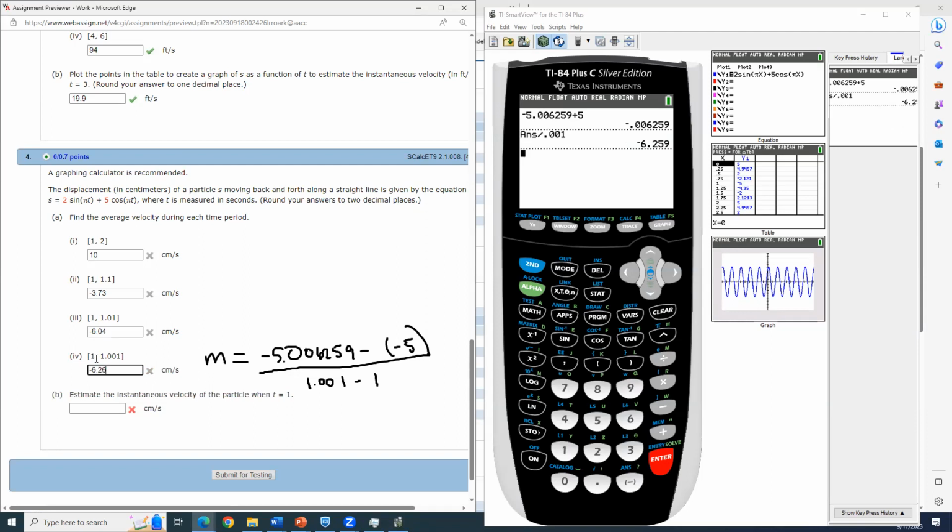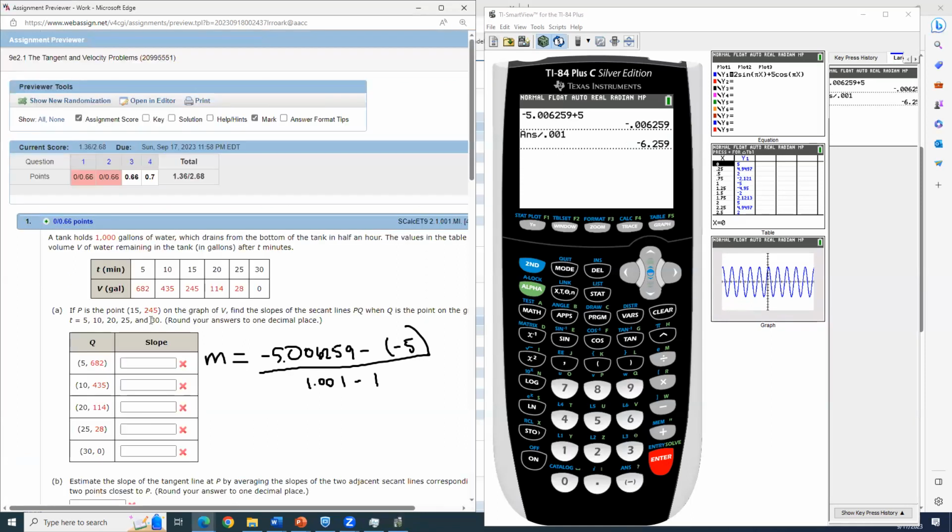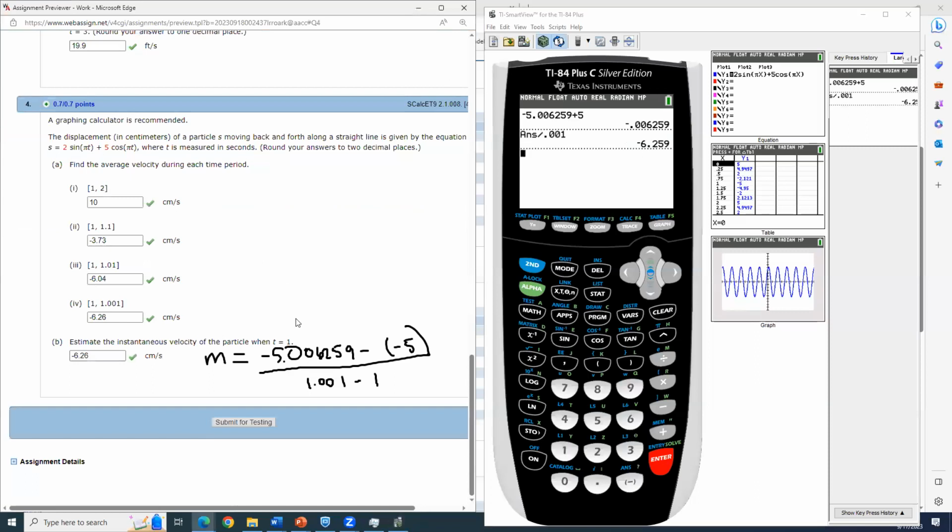Okay, it says two decimal places. So I'm going to say -6.26. And this says estimate the instantaneous velocity. Well, we've just been getting closer and closer to what the actual instantaneous velocity is. So I'm just going to go ahead and say -6.26 because that is the closest we have. We could technically have taken this even farther out. Okay, we could have said, try it again.